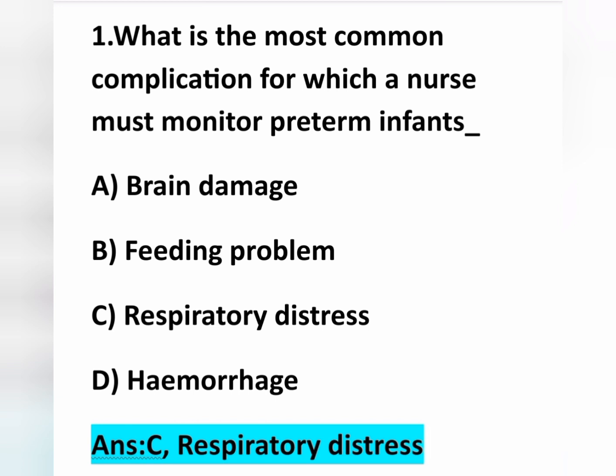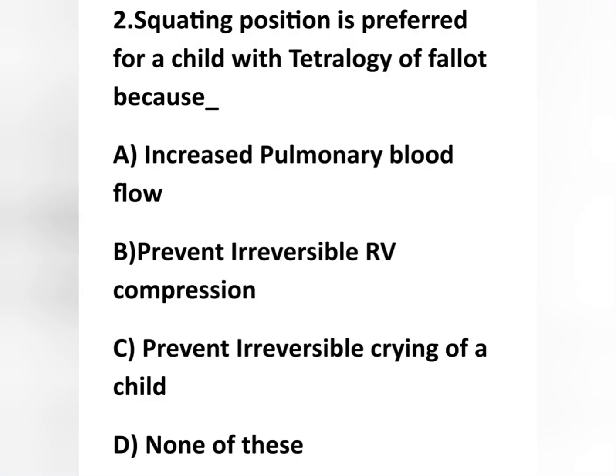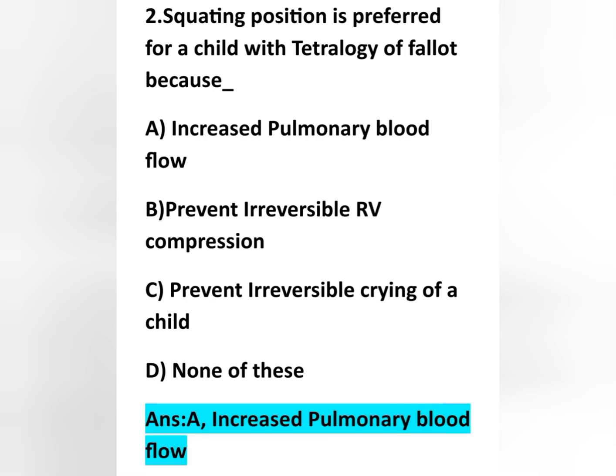The next question, second question: squatting position is preferred for a child with tetralogy of Fallot because, options are: option A, increase pulmonary blood flow; option B, prevent irreversible right ventricular compression; option C, prevent irreversible crying of a child; and option D, none of this. Here the correct answer is option A, increased pulmonary blood flow.